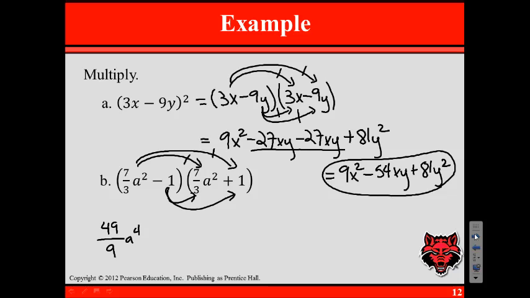Then we go to the outer product. 7/3 a squared times a positive 1 is positive 7/3 a squared. Inner product, negative 1 times 7/3 a squared is minus 7/3 a squared. And then the last product, negative 1 times 1 is negative 1. We combine like terms, and our two middle products cancel out, and we're left with 49 over 9, a to the 4th, minus 1.